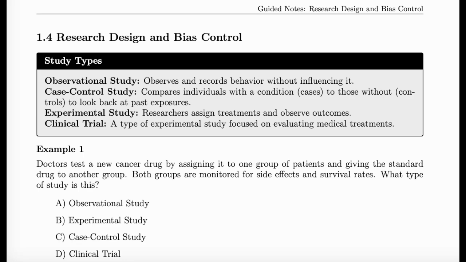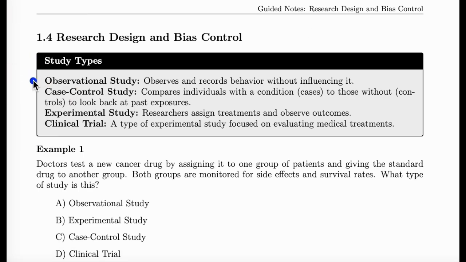So today's lesson is going to focus on some important ideas. First one is types of studies that we can conduct. The roles that different variables play, and then how we control for bias using grouping and blinding. So let's start by looking at the types of studies.